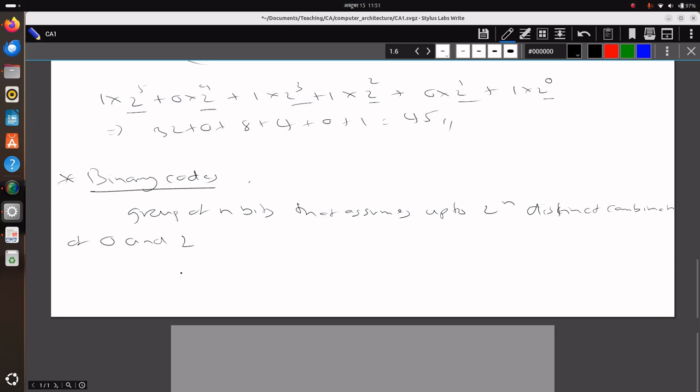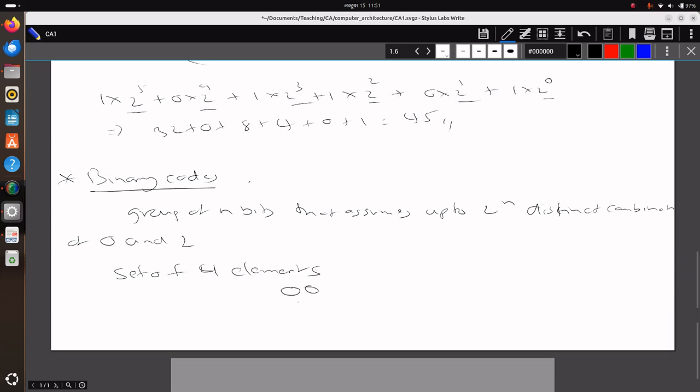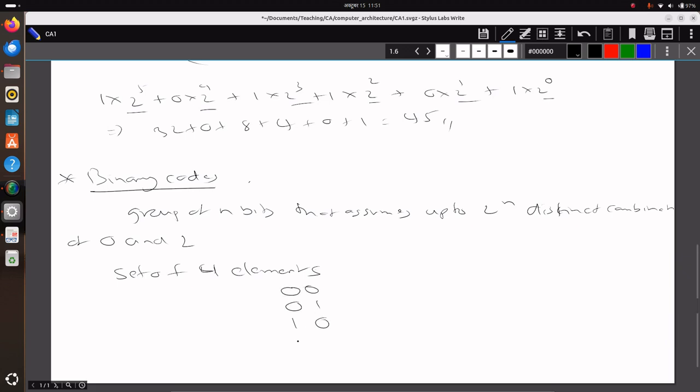Let's say we want to represent a set of 4 elements. Then we can represent this set of four elements using a group of 2 bits here. So I can use 00, 01, 10 and 11 to represent a set of 4 elements.